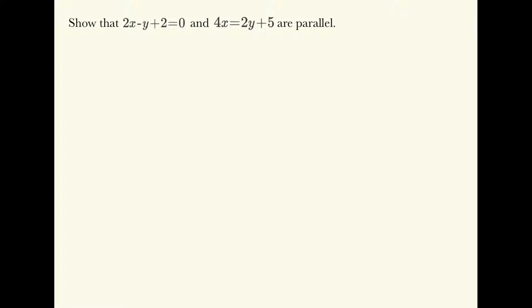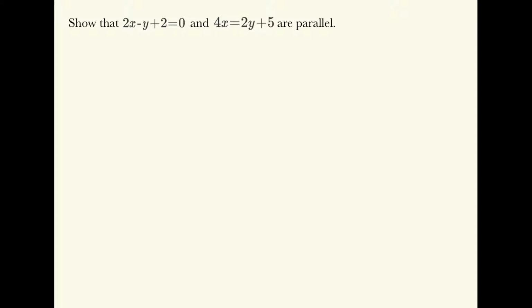Show that 2x minus y plus 2 equals 0 and 4x minus 2y plus 5 are parallel. Now, that keyword parallel: if we're trying to show that these two functions are parallel, we're trying to determine that both of these functions have the same slope.